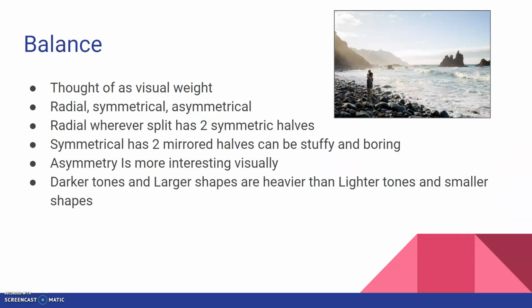Balance. Thought of as a visual weight, like the seesaw that the book talked about, weighing one side to the other, trying not to lay in one side too heavily. There's radial, symmetrical, and asymmetrical balance. Radial is wherever it is split, it has two symmetrical halves no matter where it's split.